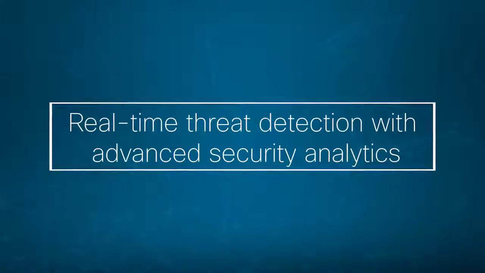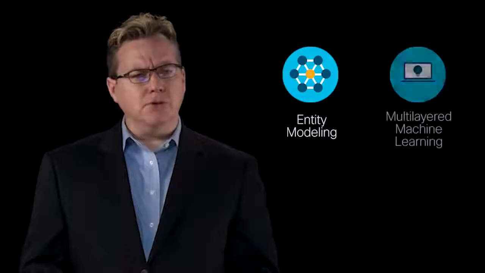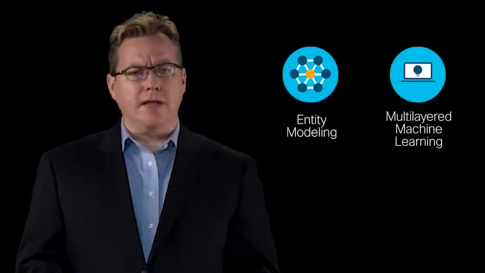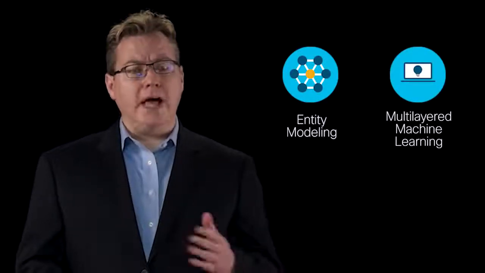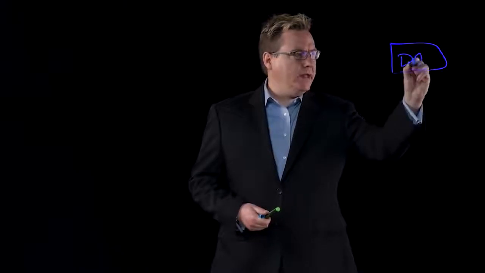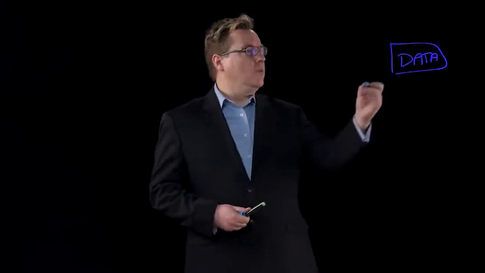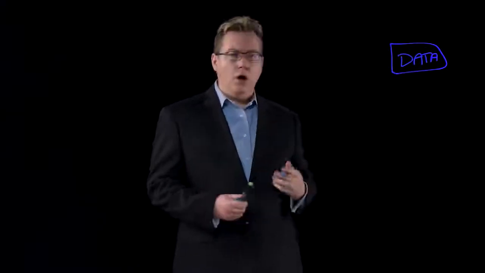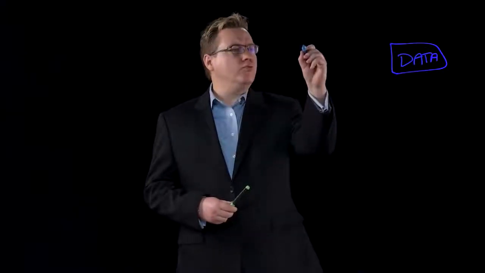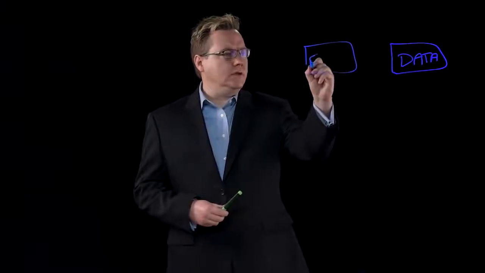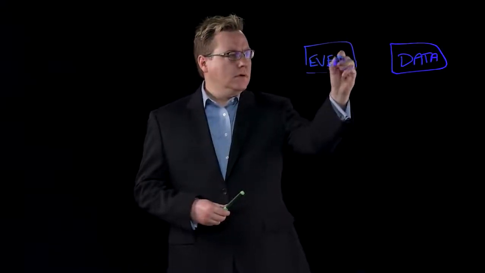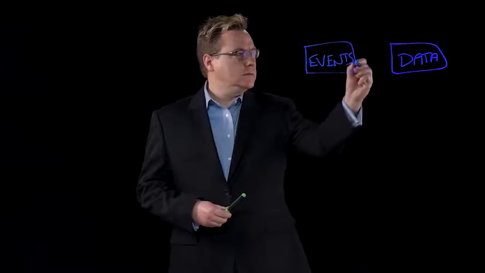So in this section, we'll be talking about Stealthwatch Enterprise and how it uses entity modeling and machine learning to detect threats both in normal and encrypted traffic. As we said earlier, we've collected a comprehensive data set from all our data exporters and from all the various telemetry sources on our network. Now we really need to convert this into events. So how do we do this?